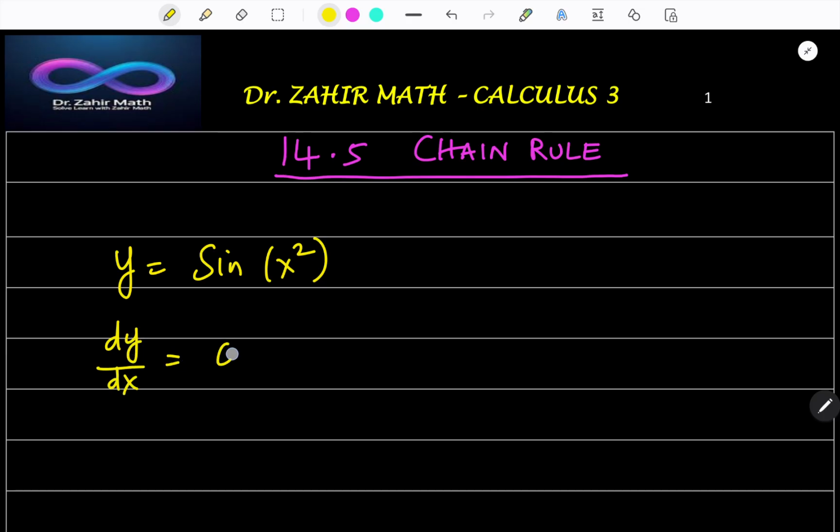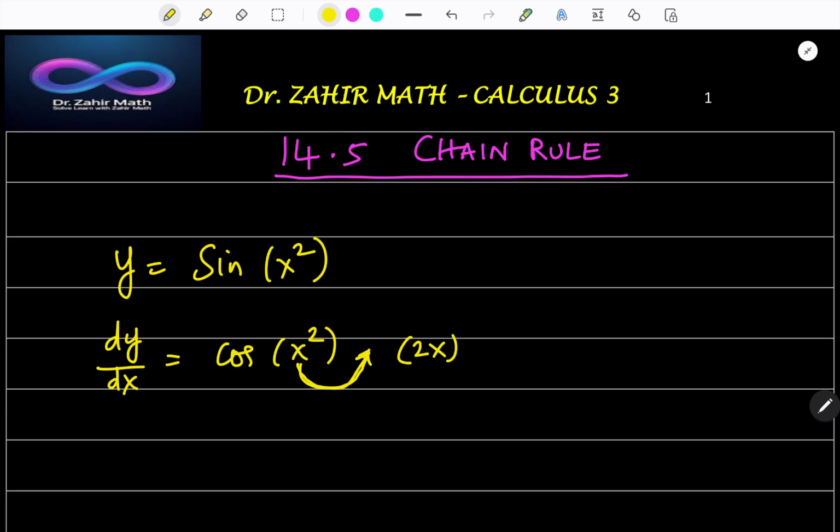What's the derivative of sine? The derivative of sine is cosine x square. But then what is the derivative of x square? It is 2x. So in this way, we take the derivative of sine x square. It means we are going to apply the chain rule, that is, you're going to do a function of functions.